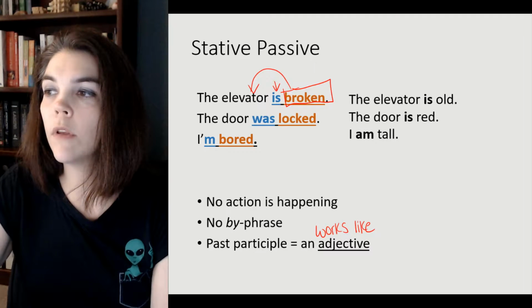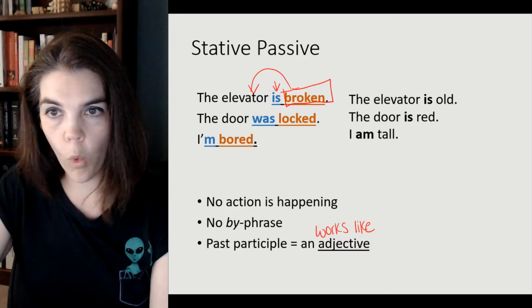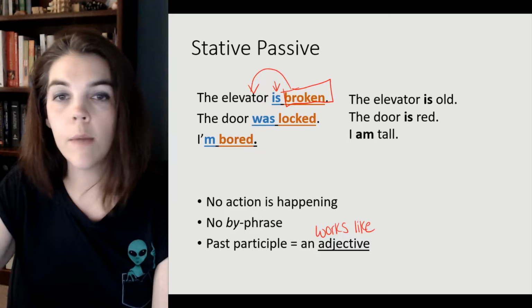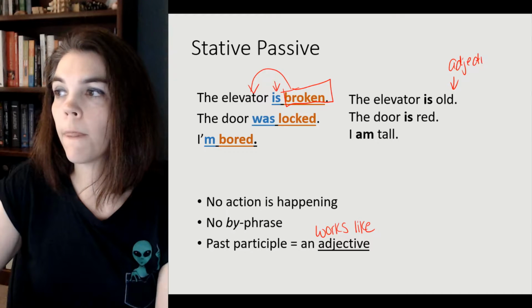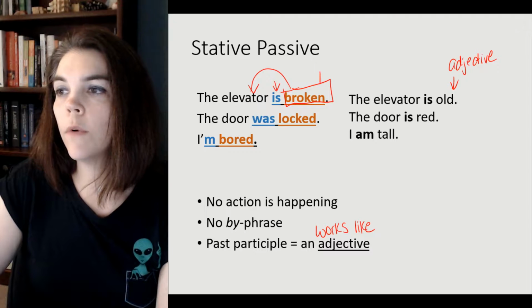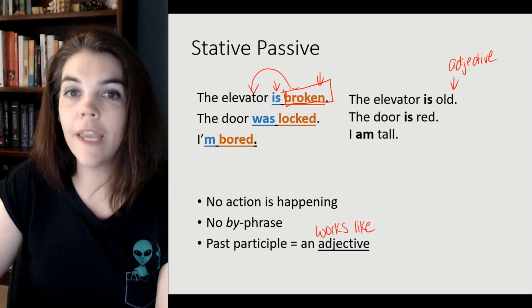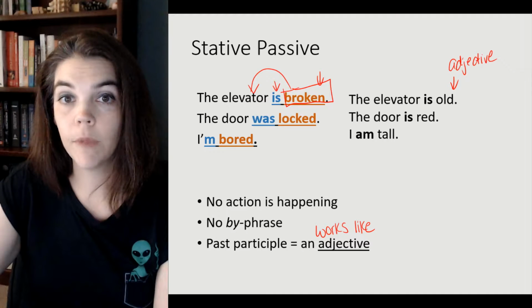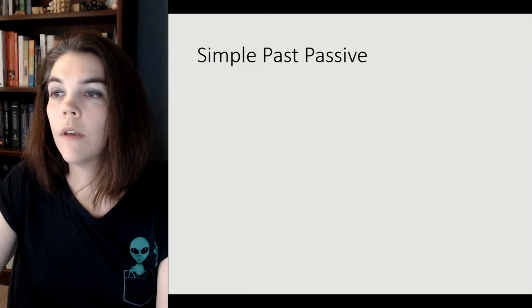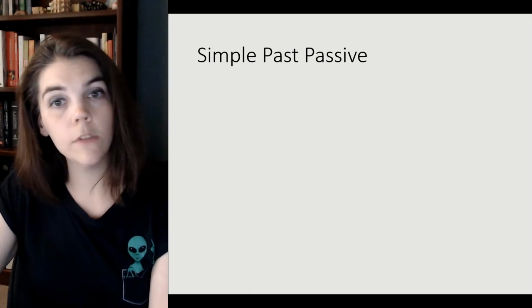So it's similar when we say the elevator is old, the door is red, I am tall. So all of these words here, these are adjectives. And these words here, they're going to work like an adjective. All right, so it's a little bit different. Okay. All right, so what does simple past passive look like?